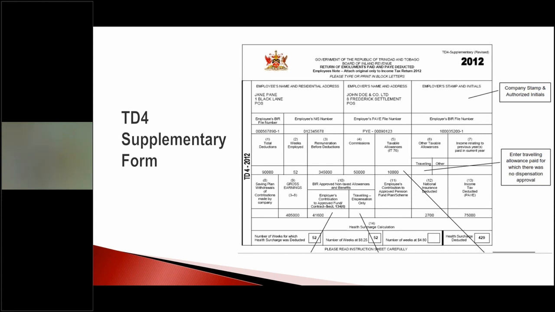So these forms are filled out in quadruplicate. You can go get them at the Board of Inland Revenue. If you have a payroll system, then depending on what that payroll system is, the payroll system can self-generate these forms on approval by the Board of Inland Revenue.